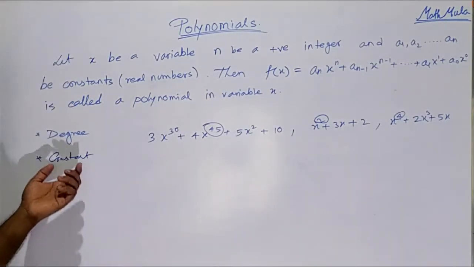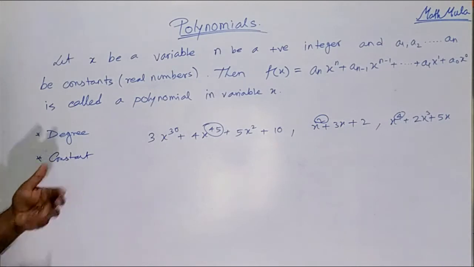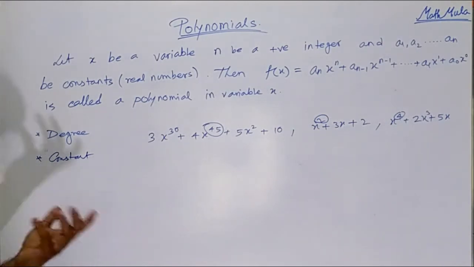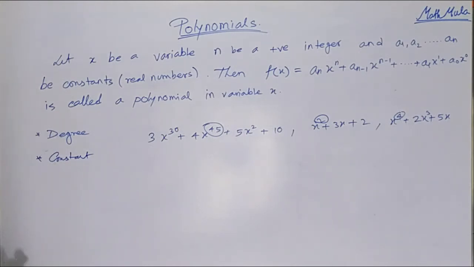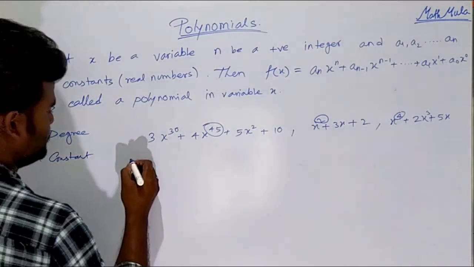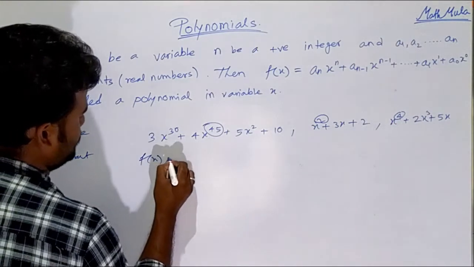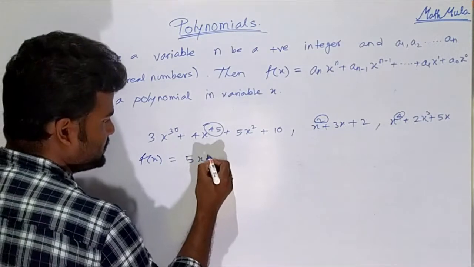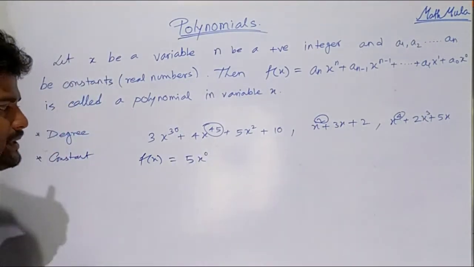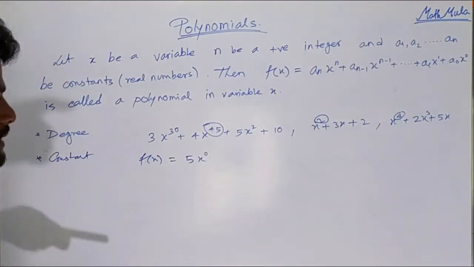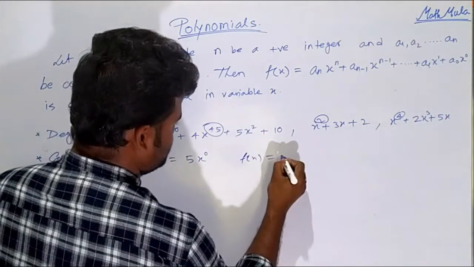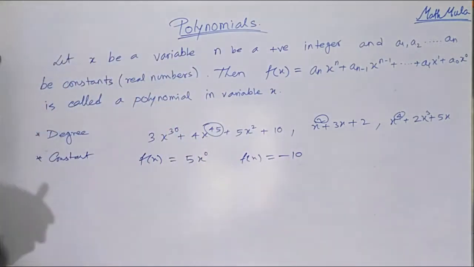Now, constant polynomial. Constant polynomial means in a polynomial, the highest power of variable is 0. Then the polynomial is called constant polynomial. That is, f of x is a polynomial and this equals 5. There is a variable x whose power is 0. That means the highest power of the variable is 0. Then the polynomial is called constant polynomial. f of x is equal to minus 10. This is also a constant polynomial.